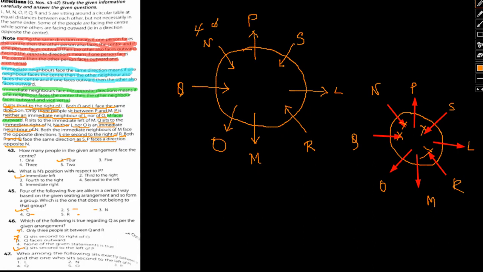Now question 47. Who among the following sits exactly between M and the one who sits second to the left of P? If you look, M and the one second to the left of P. So, O, yes, we are talking about O. So option 4 is the correct answer.